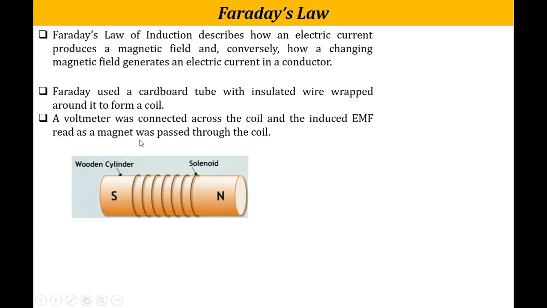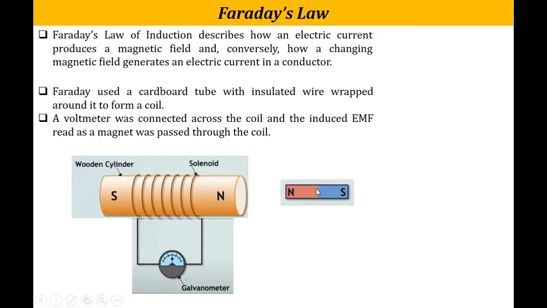A voltmeter was connected across the coil and an induced EMF was read as a magnet was passed through the coil. So this was the magnet. Now what he observed: what happens whenever this magnet is kept near to this coil, when it moves through that coil, when it moves towards that coil, and when it moves away from that coil. So now we will also discuss this experiment.